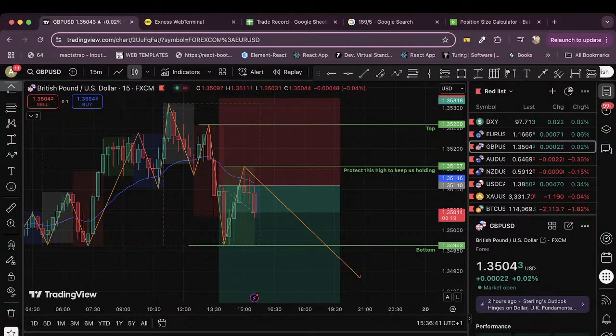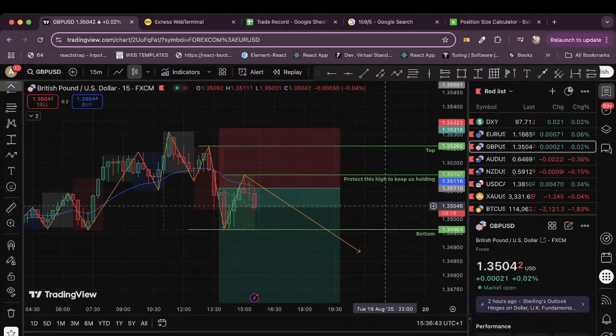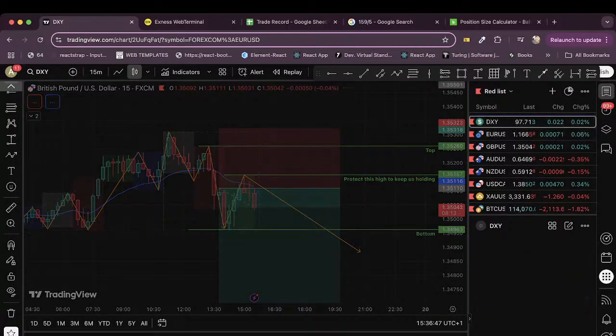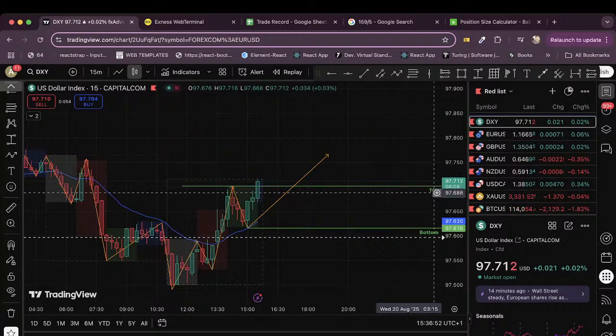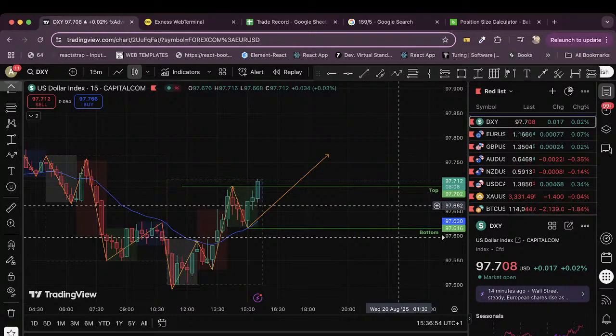All right. I'm still paying attention to what British pound is doing. Whatever British pound is doing is as important as what DXY is doing. Okay. So let's see. We have like 8 minutes to go. So we'll just wait and see.